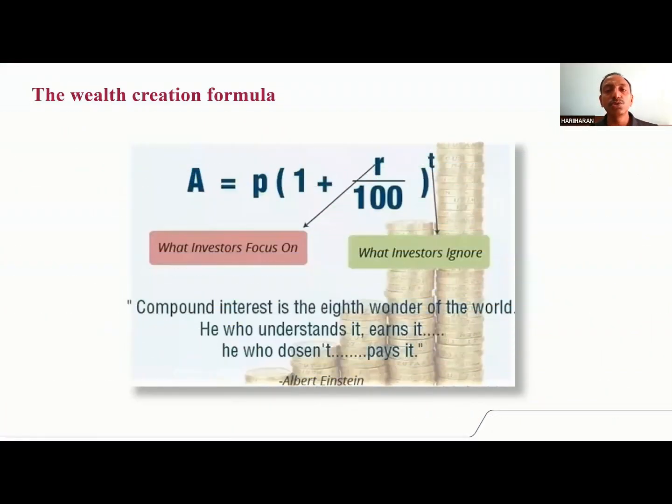We have all learned this in school. This is the formula of compound interest. And if you look at the formula, you will find that there are many variables in it. A stands for the money that you want in the future. P stands for the amount that you're investing today. R stands for the rate of return that you can get on your investment. And T stands for the time period.